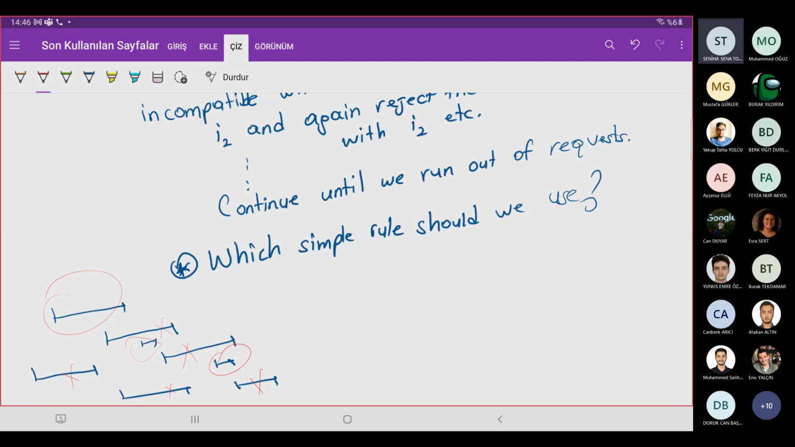Can we say it in Turkish, professor? No, you can't. It shouldn't be a very complicated English sentence. So please say your idea in English.